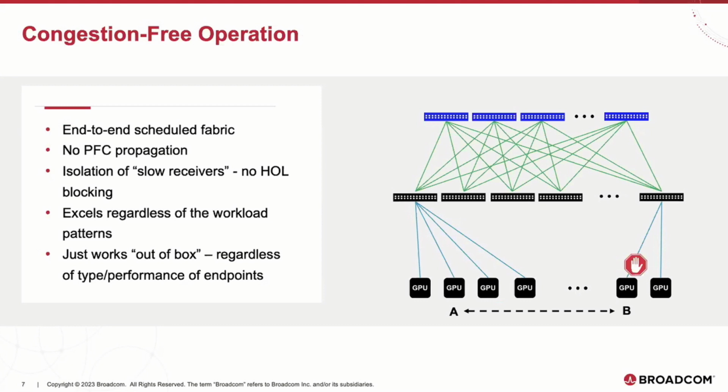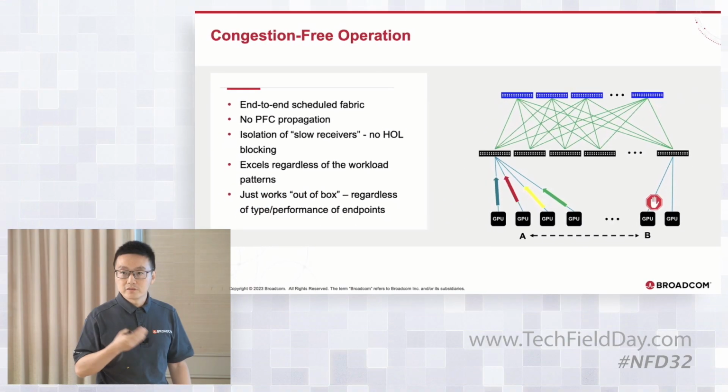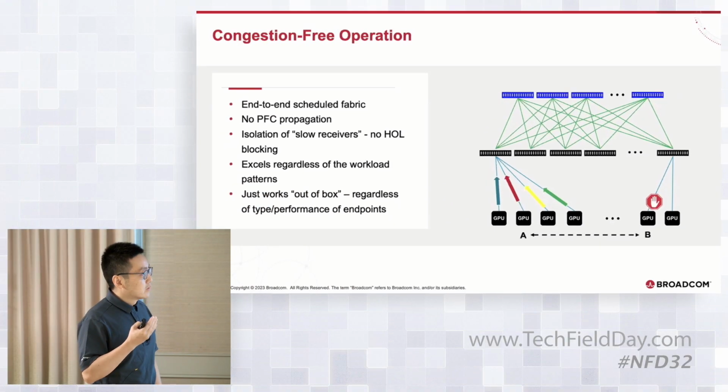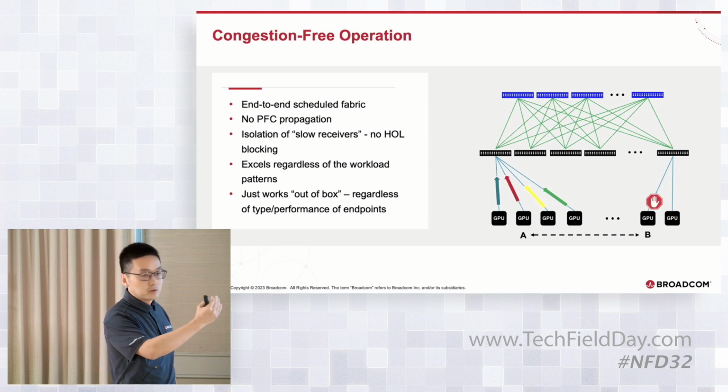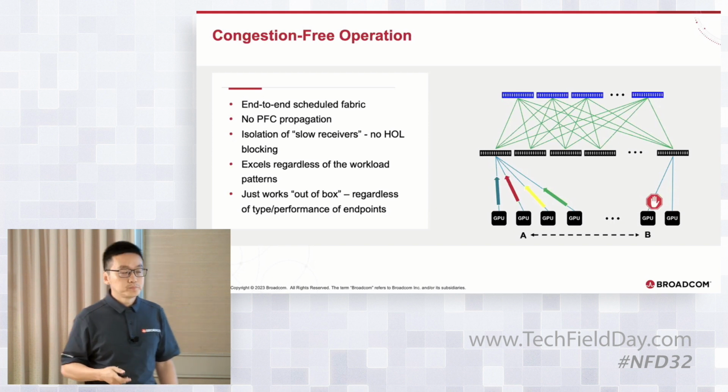But with this architecture, all the complexity is handled by the hardware itself. How does it work? In a similar example, GPU A is sending traffic to GPU B, and GPU B is in a congestion status. Therefore, it sends either the pause frame or PFC to the egress leaf device.